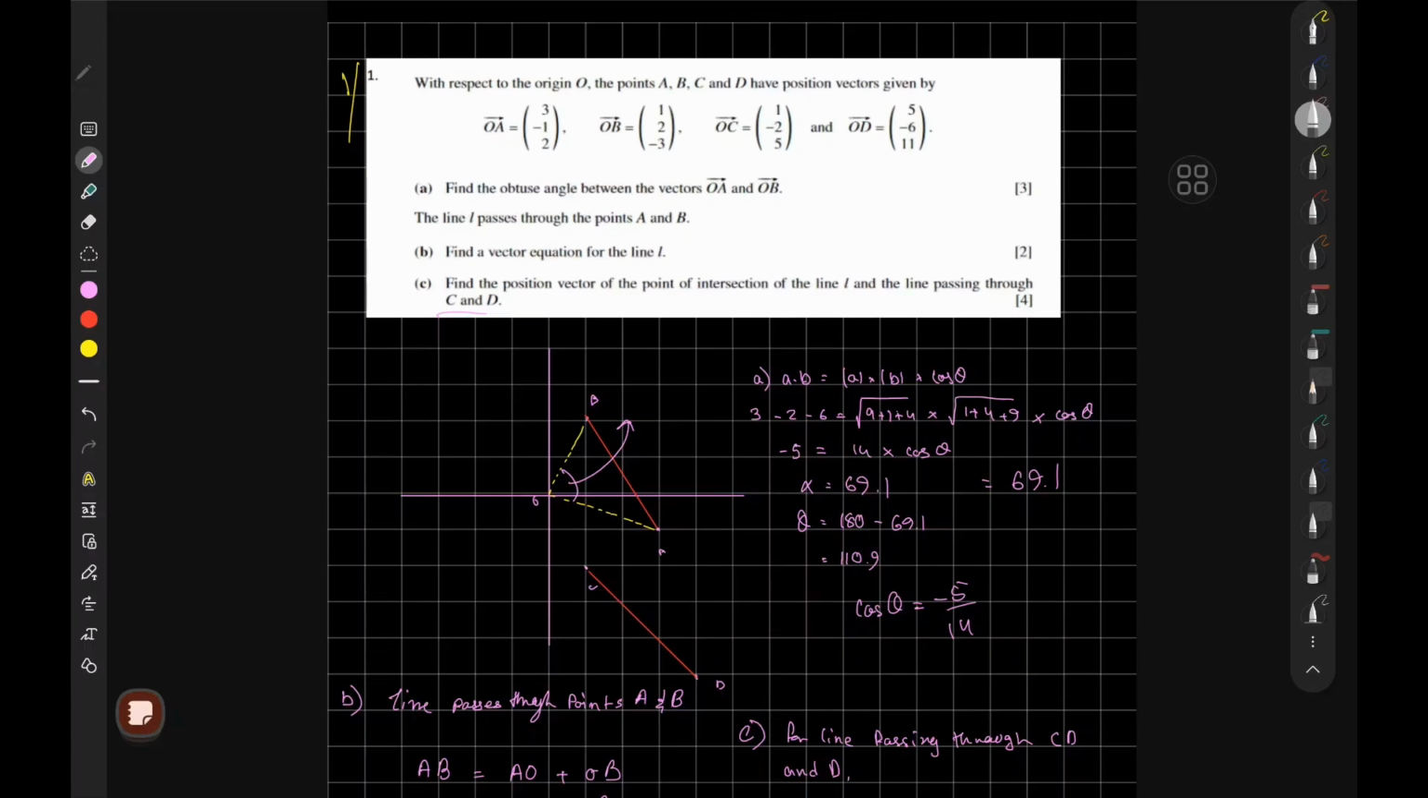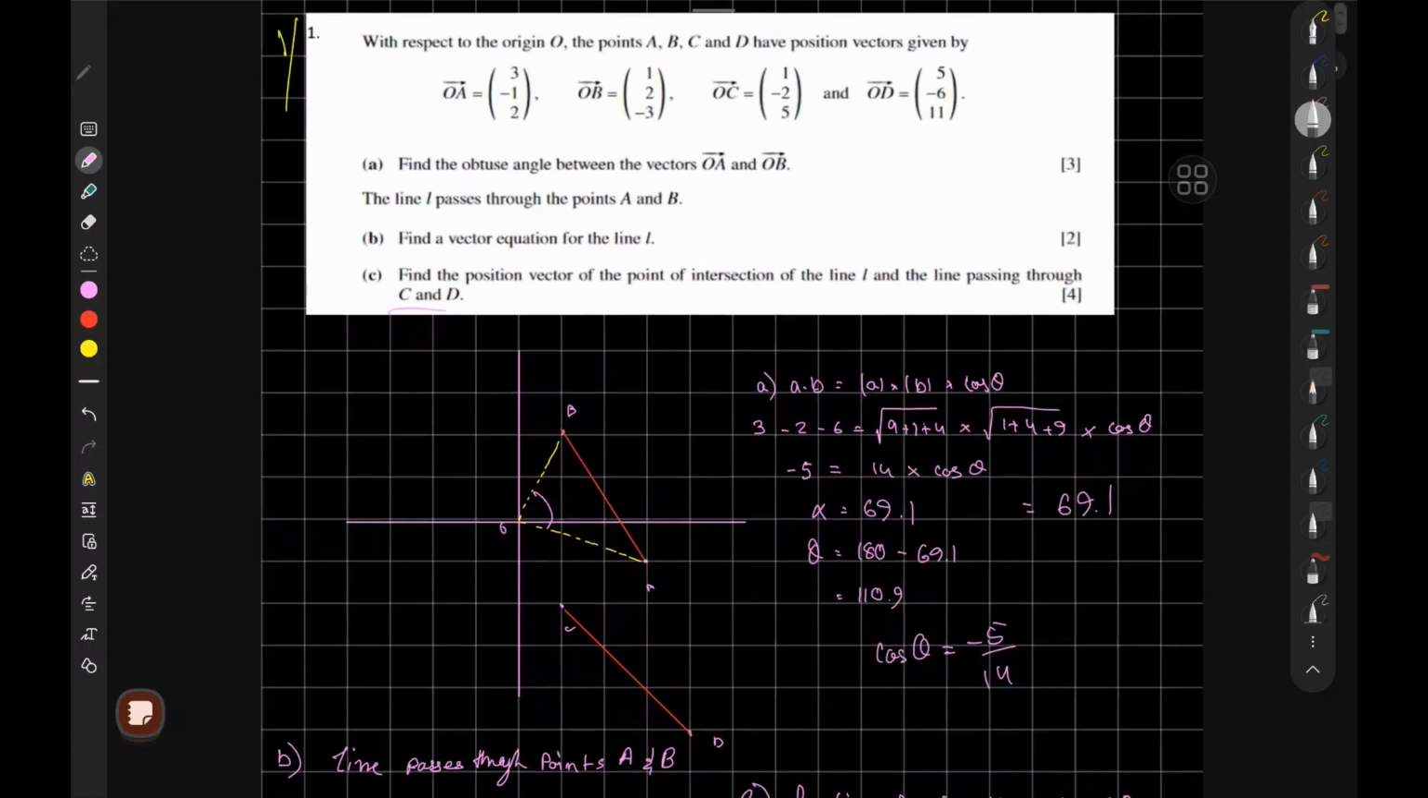The moment they ask us to find out the angle, we jump to the dot product formula, which says A dot B is equal to modulus of A and B times cos theta. This angle is an obtuse angle, greater than 90 degrees. First, let's find the dot product: 3 times 1, plus minus 1 times 2, minus 2, plus 2 times minus 3, which is minus 6, and the summation is minus 5.